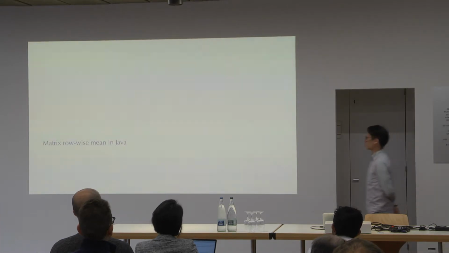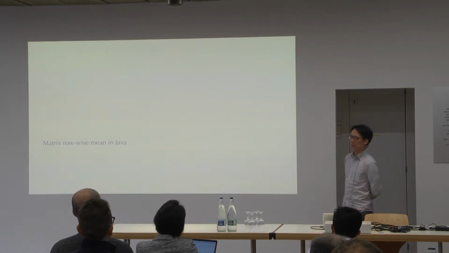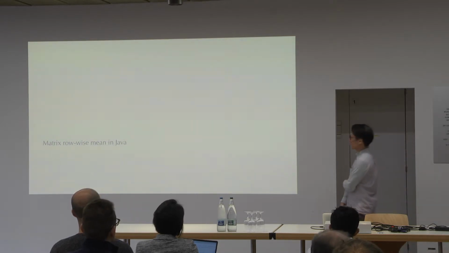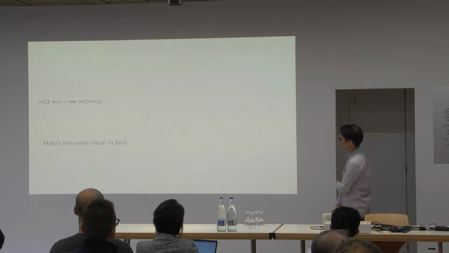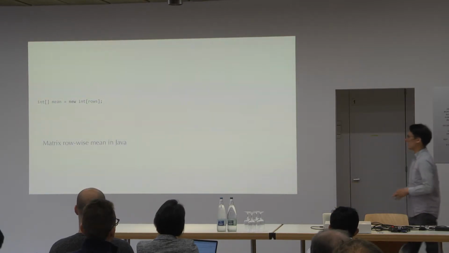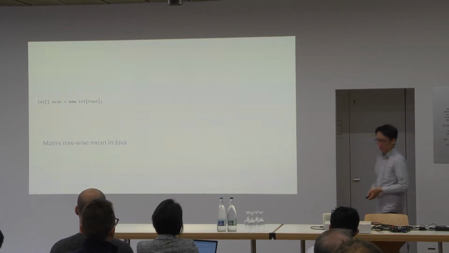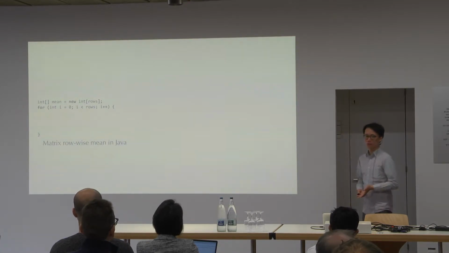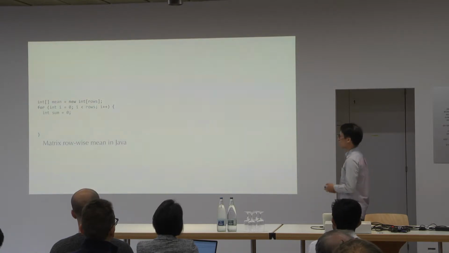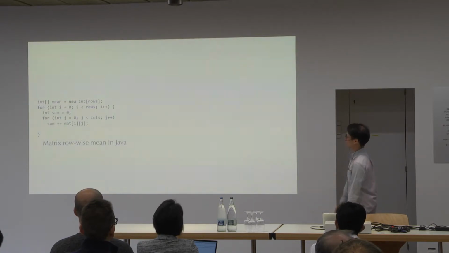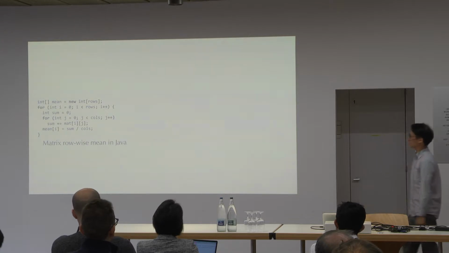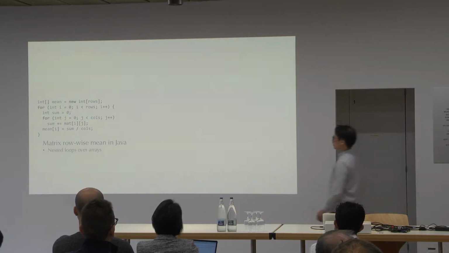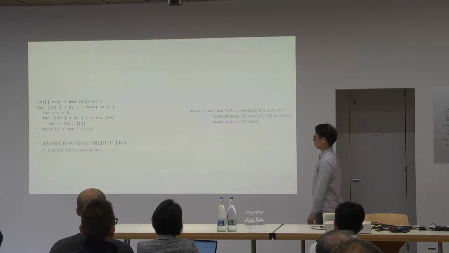Let's say we want to implement a row-wise mean in Java for a matrix, where the matrix is represented using a 2D array. You might do it in the following way. I first initialize an array that stores the row-wise mean of every single row, and then I iterate through the array in a nested loop fashion. I go through every single row, initialize the sum to be 0, go through every single column, sum up the values, and then at the end I divide by the number of columns. This is simple enough. Notice that this is basically a nested loop program over arrays.